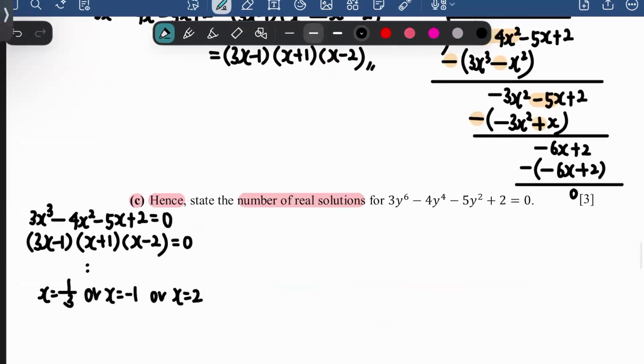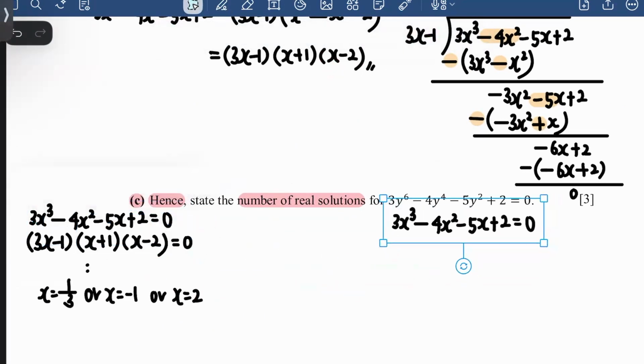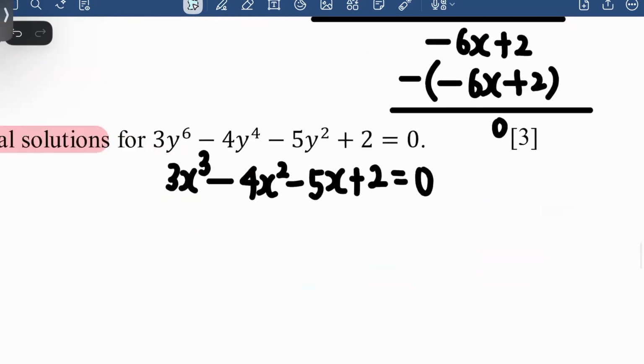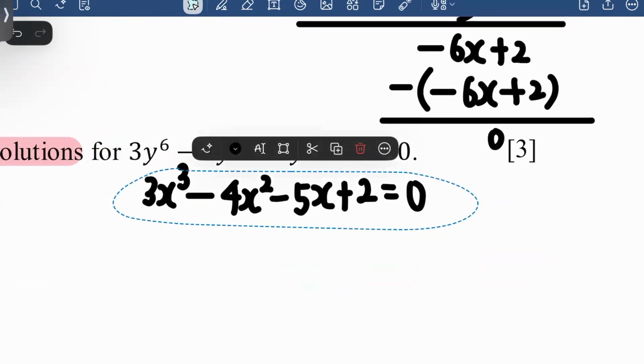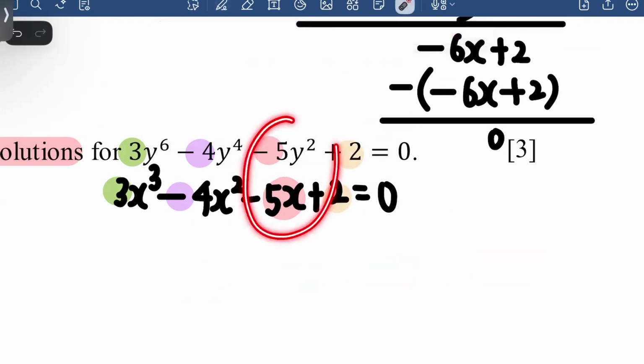Okay, so you have to do a comparison. It's a hence question, so you must compare with this one here. How do we compare? We always compare the linear one, meaning we compare this one. First we look at the numbers. 3, 3. -4, -4. -5, -5. Oops, the shade is different. -5, -5. Last one, 2, 2. Wow, that is perfect already. So what we're going to do is compare this one.